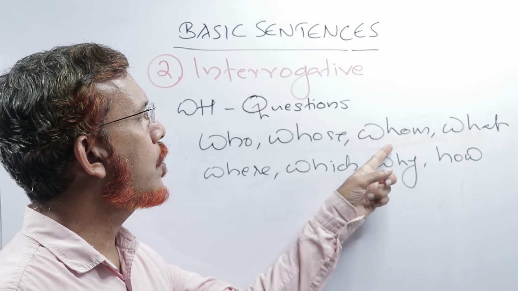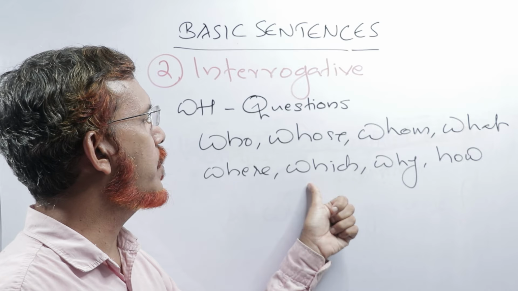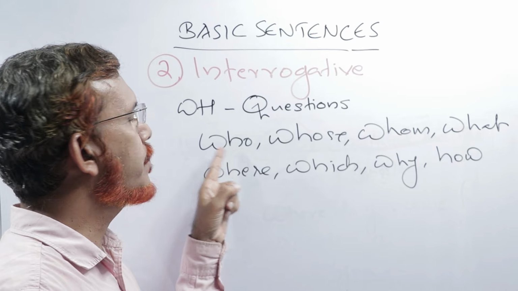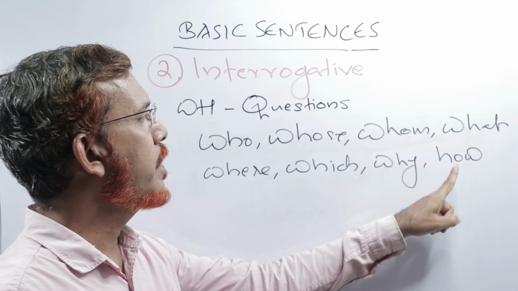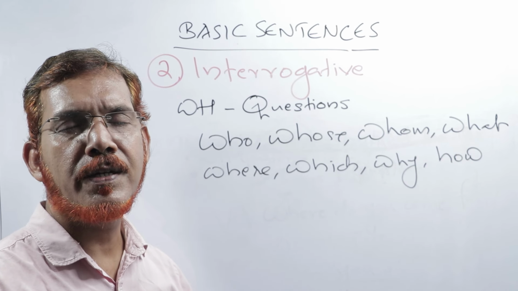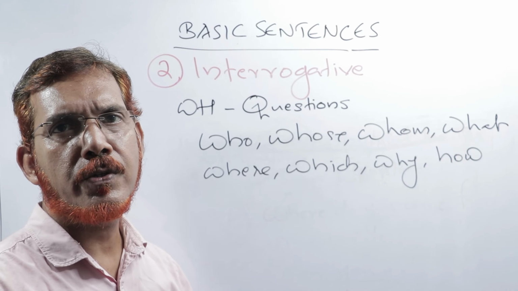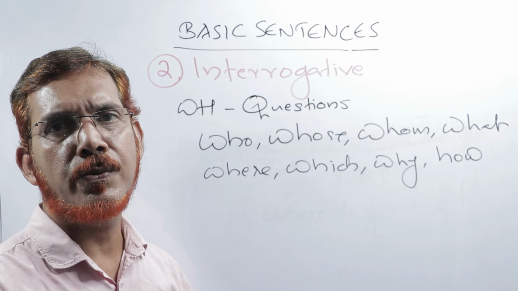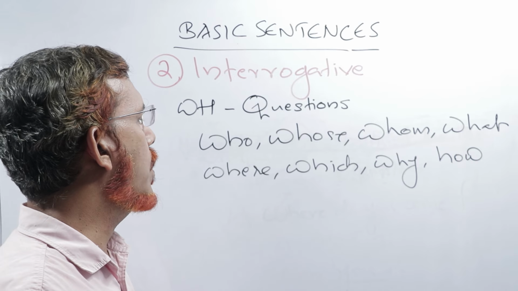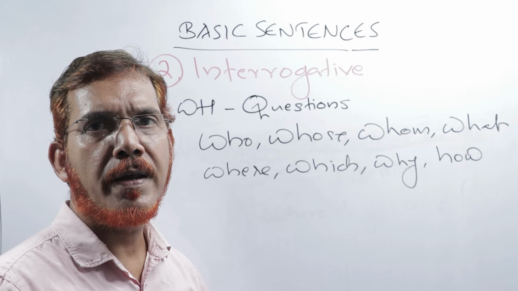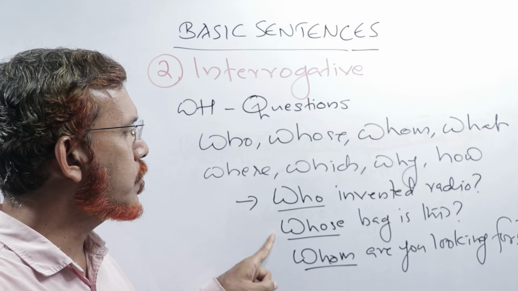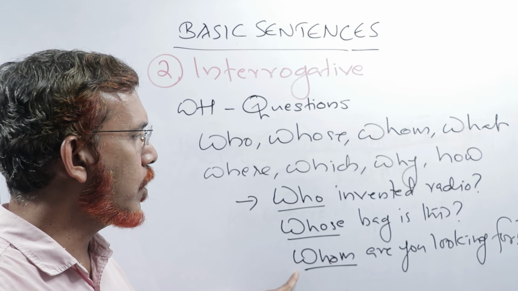Who, whose, whom, what, where, which, and why. These words have WH in the beginning, and in how also we have W and H. But these are known as WH questions. WH questions are questions having these two letters W and H. Who invented radio? Whose bag is this? Whom are you looking for?